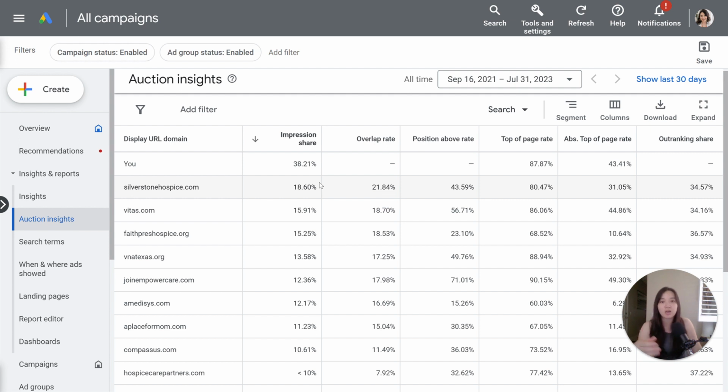Another thing too, in terms of other metrics to pay attention to within the Auction Insights report is the overlap rate.